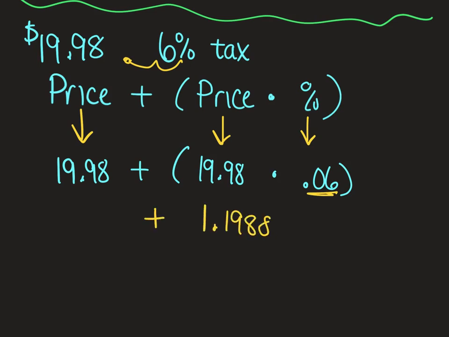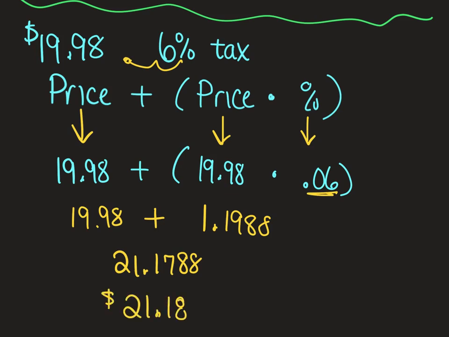So when I push buttons with my calculator, I get 1.1988, and I write plus 19.98. Push buttons again, 19.98 added to that gives me 21.1788, but I need to make this money, so $21.18, because the cents would be 17, but the neighbor is more than 5, so it rounds up to 18. So I go to the store, the ticket says $19.98, the cashier is going to ask me for $21.18 if the city I live in and the state I live in charge 6% tax.